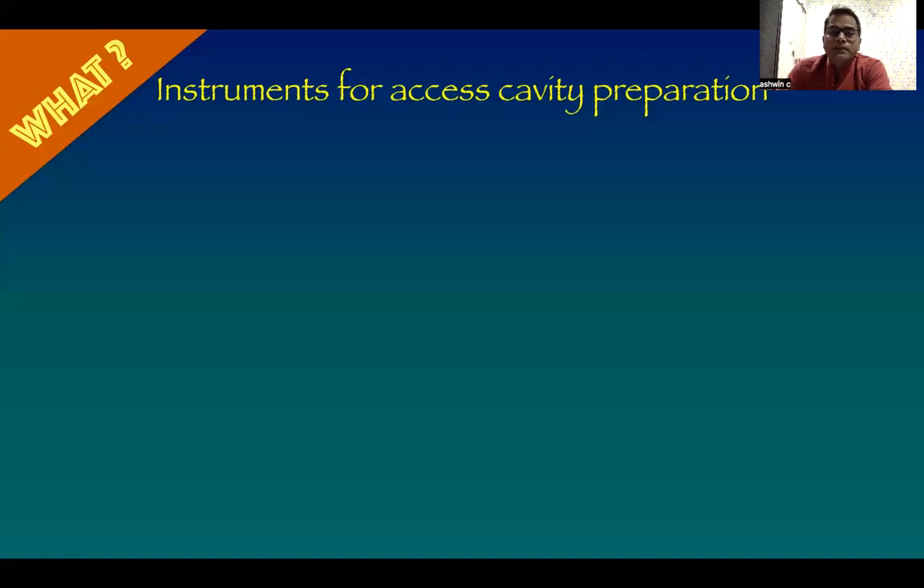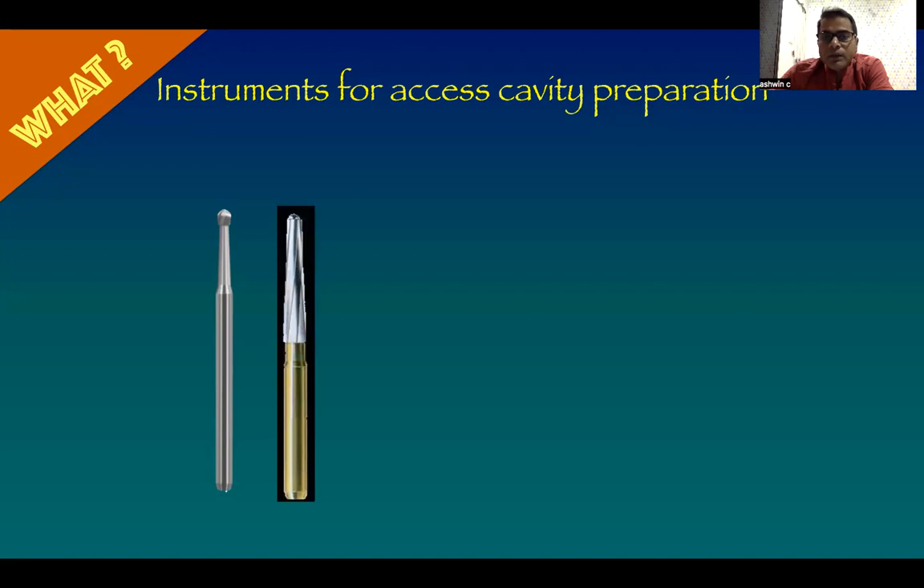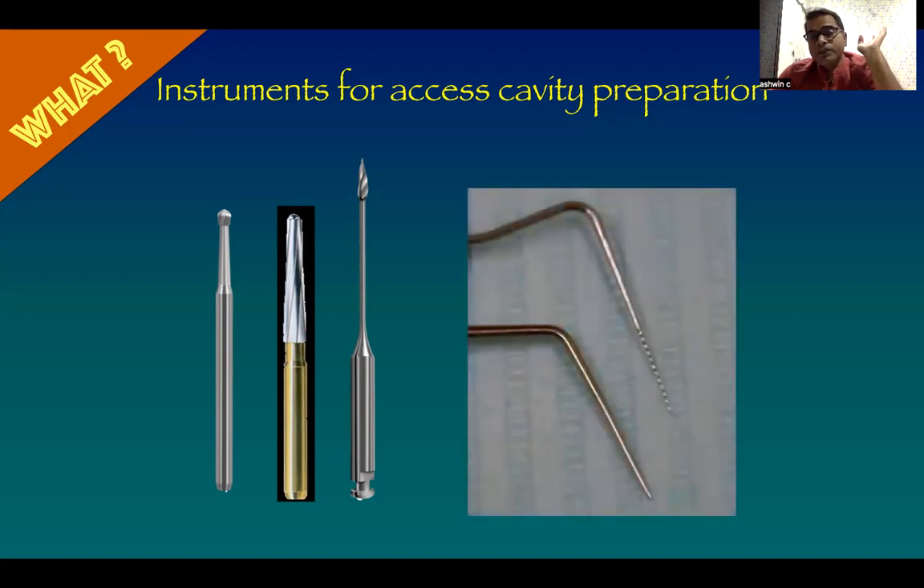So what are the instruments you want to make the access? These are the basic instruments: a straight line, one round bur, a safe end bur, and one Gates Glidden drill. This is the earlier instrument, by the way. We don't use it now. We have the orifice shaper nowadays, and we have a long straight probe or DG16 probe, or maybe an instrument.